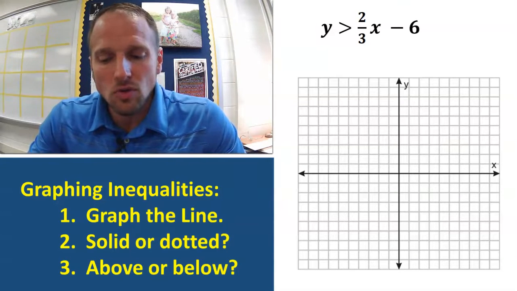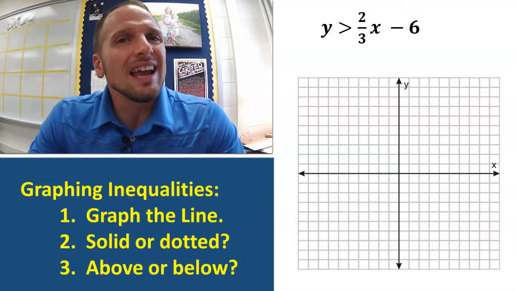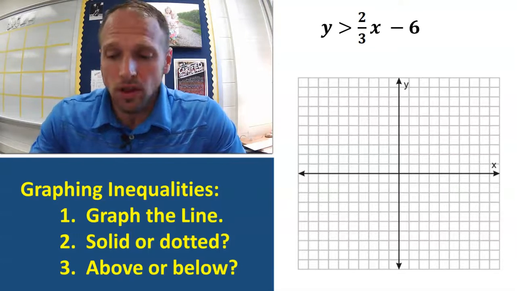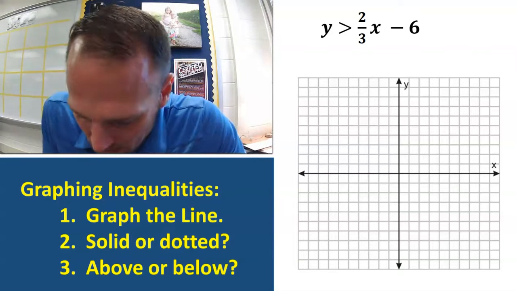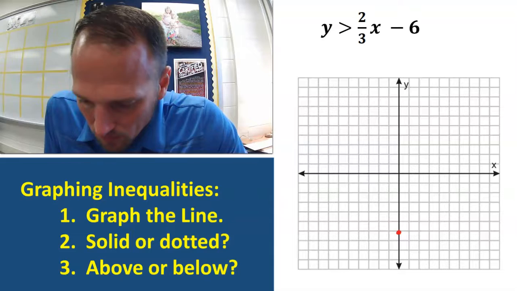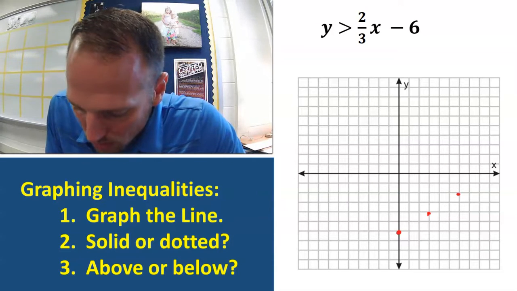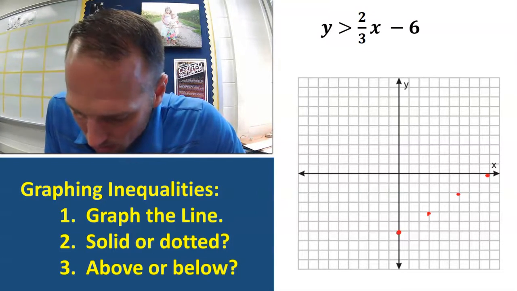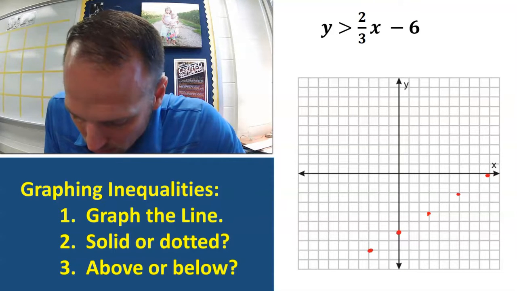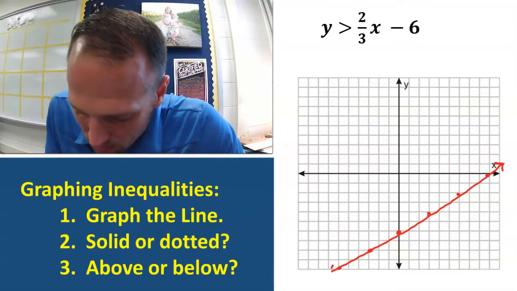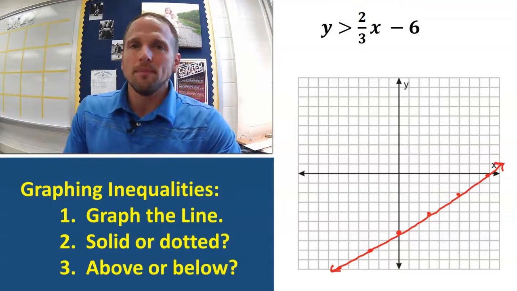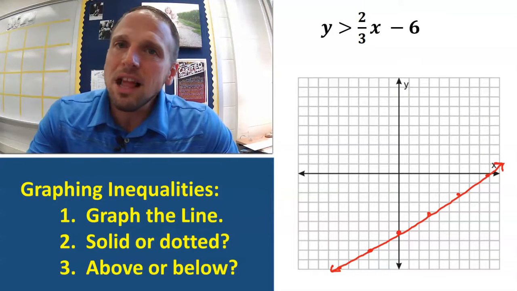Y is greater than 2/3 x minus 6. Let's graph it like an equation first. Let's just draw the line. So the y-intercept is -6, and the slope is 2/3, up 2 over 3, up 2 over 3, and maybe down 2, back 3, down 2, back 3, and this is going to be our line, okay? But now, that's a line of an equation.